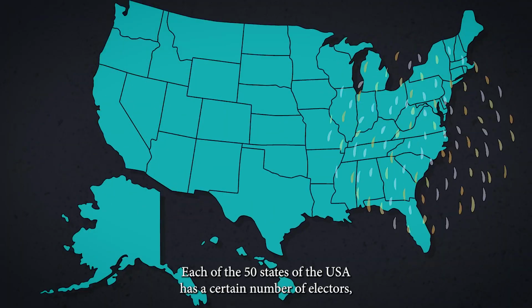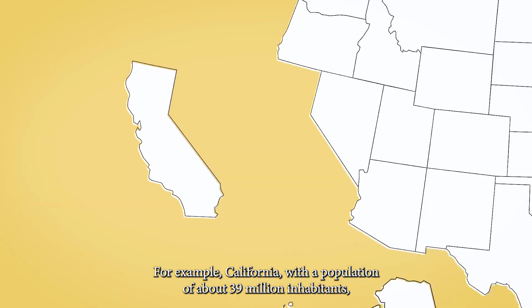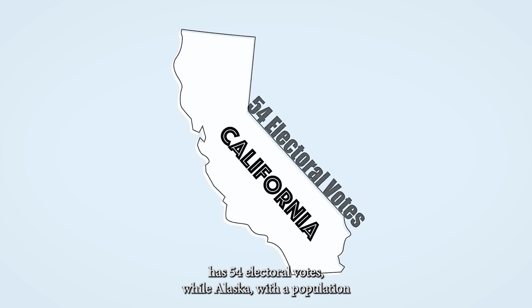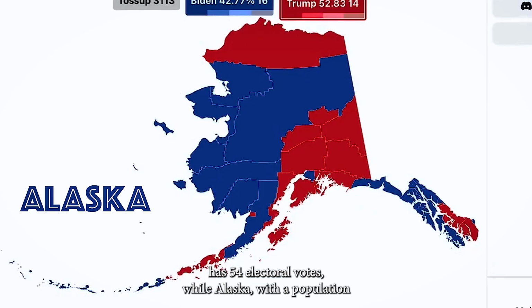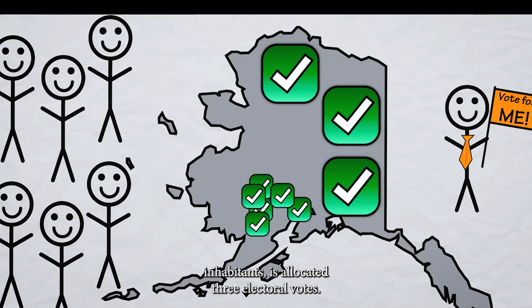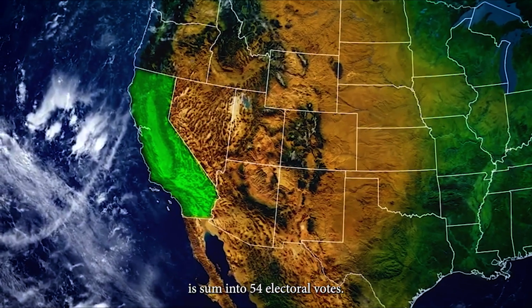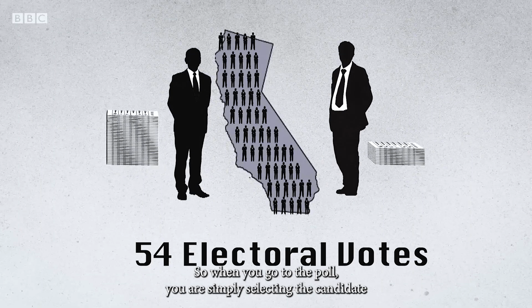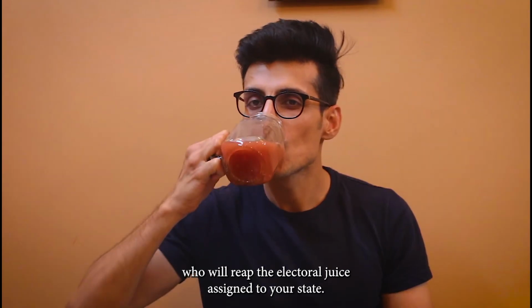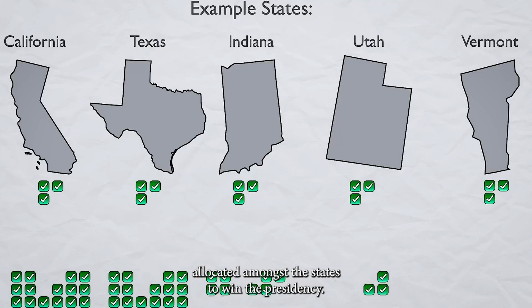Each of the 50 states of the USA has a certain number of electors, which is principally determined by state population. For example, California, with a population of about 39 million inhabitants, has 54 electoral votes, while Alaska, with a population of about 733,583 inhabitants, is allocated 3 electoral votes. This means that California's entire popular vote is summed into 54 electoral votes. So, when you go to the poll, you are simply selecting the candidate who will reap the electoral juice assigned to your state. In total, there are 538 electoral votes allocated amongst the states.